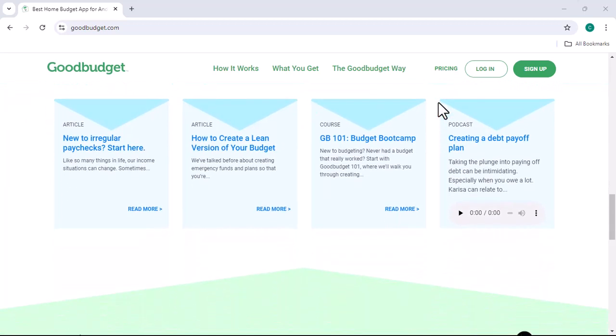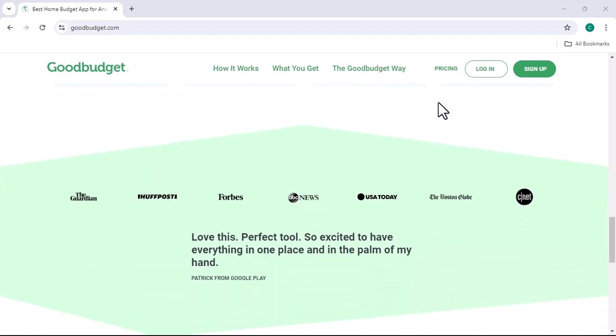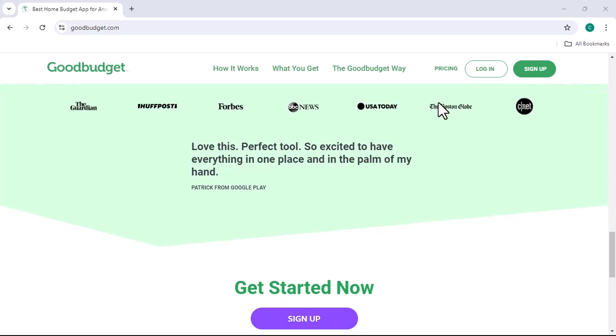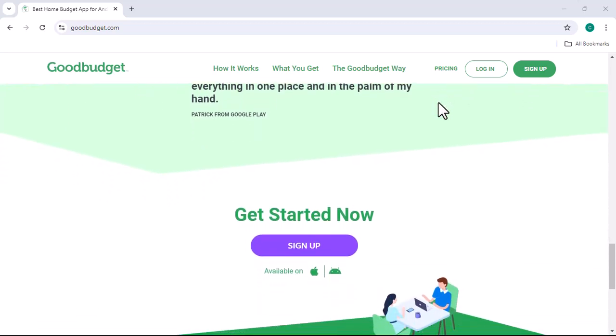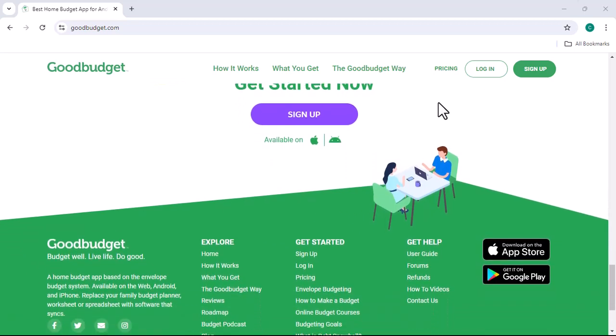Remember, budgeting is a journey, not a destination. It's about finding a system that works for you and sticking with it. Goodbudget is just one tool in your financial toolkit. Experiment with different methods and find what helps you reach your financial goals.